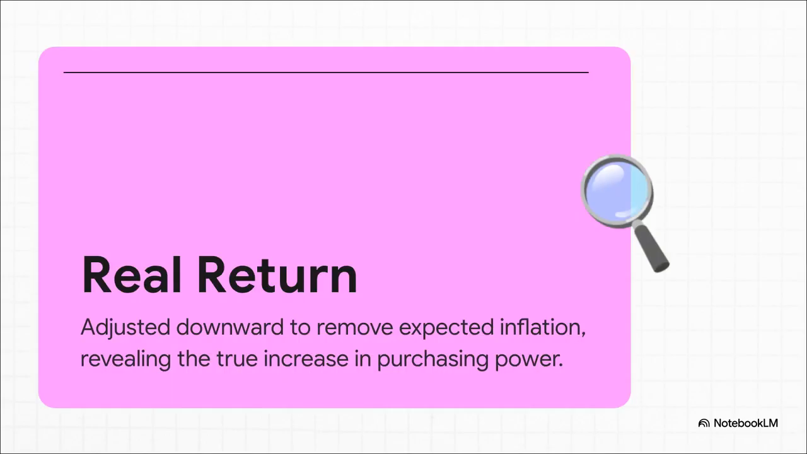And speaking of what you actually get to spend, we have to talk about the real return. A nominal return of 8% looks totally fantastic on paper, but if inflation is running at 6%, well, your real return is barely scratching 2%. The real return strips away the illusion of inflation. It's the only metric that matters if you want to know whether your investment will allow you to buy more goods and services today than you could yesterday.